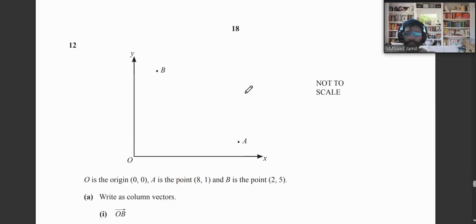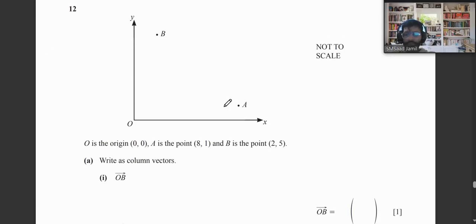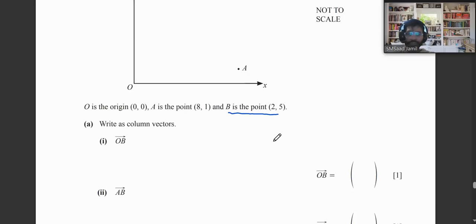So the next question says O is the origin (0, 0). A is the point (8, 1) and B is the point (2, 5). Write down column vectors. So look, OB. They have already given you that B is the point (2, 5), so you'll just write it down like this, (2, 5). That's it. Nothing rocket science.